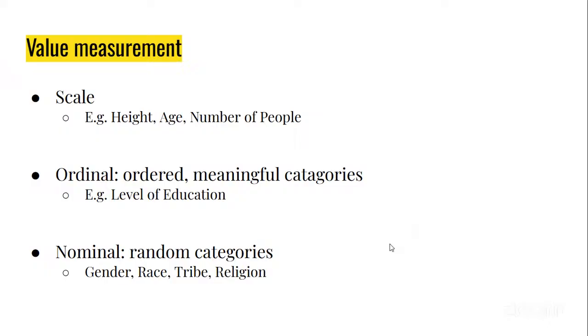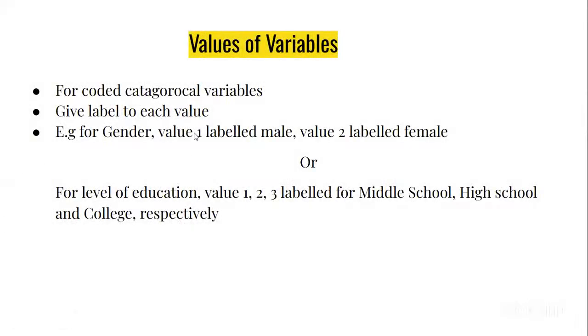Now, we were talking about categorical variables in the past two slides, and we need to know what exactly nominal and ordinal are. When we talk about gender or race, tribe, religion, these are random variables. So, these are nominal. It means that the values do not need to be in a sequence. For example, when we talked about gender, value 1 we gave to the male and value 2 to the female randomly. We could have done the opposite, value 1 for the female and value 2 for the male.